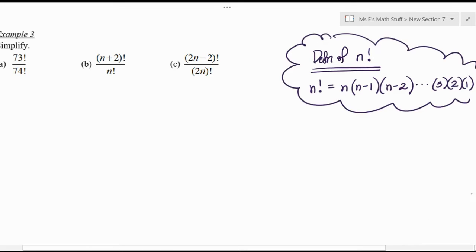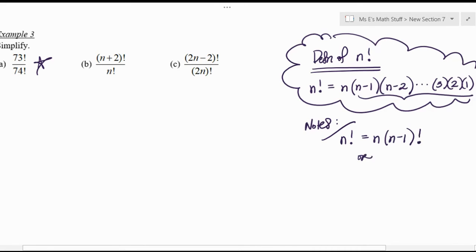So, some notes: there are some fun little tricks you can use. There are different ways to split a factorial up. You could always expand it all the way, but you wouldn't want to expand 73 or 74 factorial. So n factorial could be thought of as n times n minus 1 factorial. Or you could think of n factorial as n times n minus 1, and then what would the rest be? That would be n minus 2 factorial.